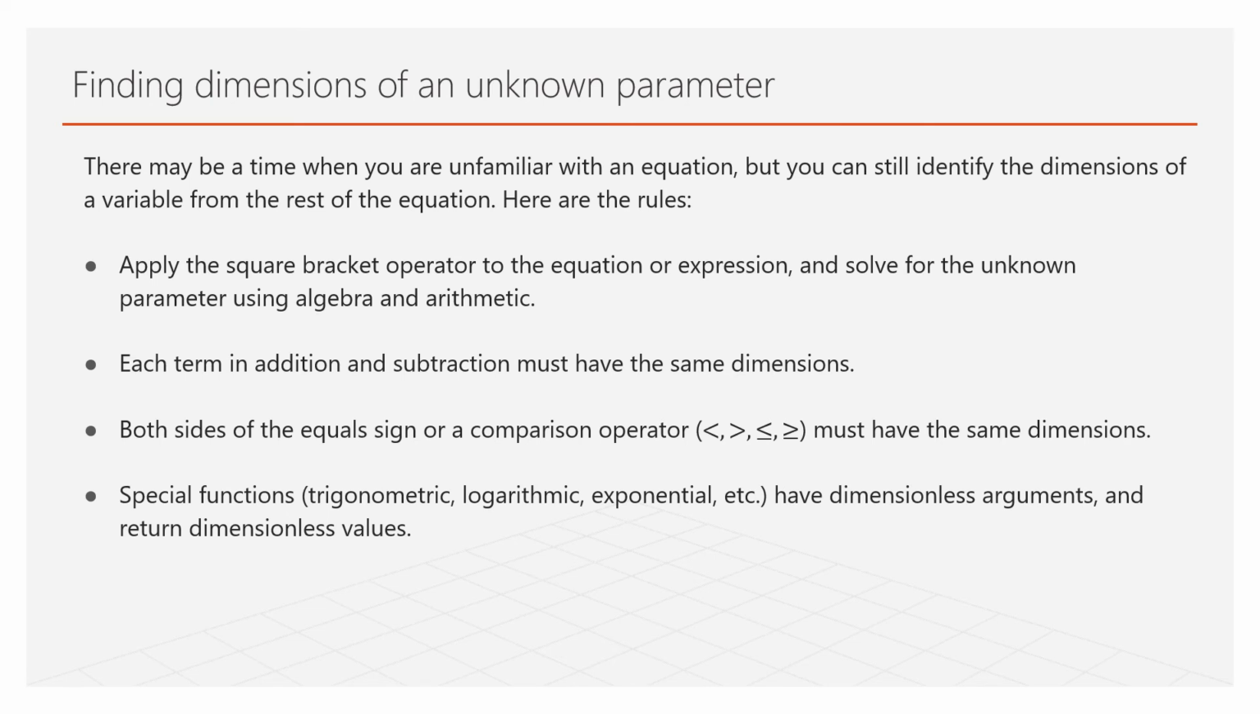Special functions such as trigonometric, logarithmic, and exponential functions all have dimensionless arguments and then return to you a dimensionless value. So, for example, log of 2 kilograms is illegal. And then finally, if a variable is dimensionless, then when you apply the square brackets to it, you say that its dimensions is 1.